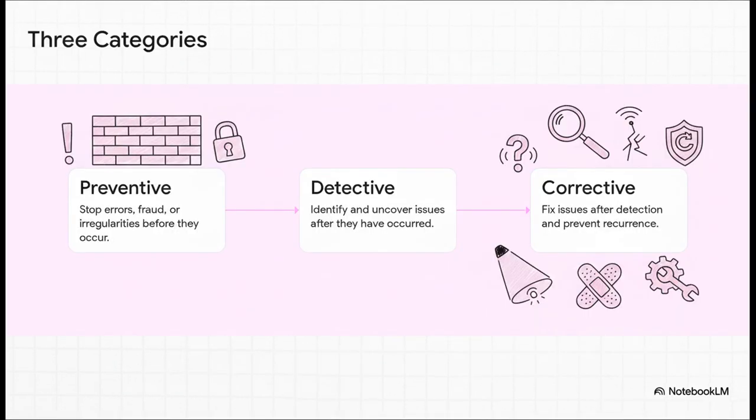To hit all those objectives, we can sort controls into 3 main categories. And they really work together as a complete system. Think of it like a sequence. First, you try to prevent bad things from happening. Then, you have to detect anything that slips through the cracks. And finally, you have to correct it. Let's break down each one.